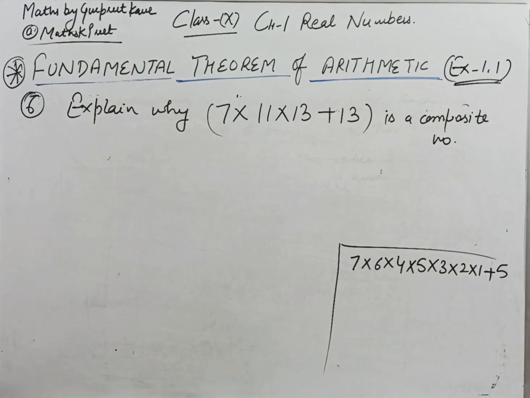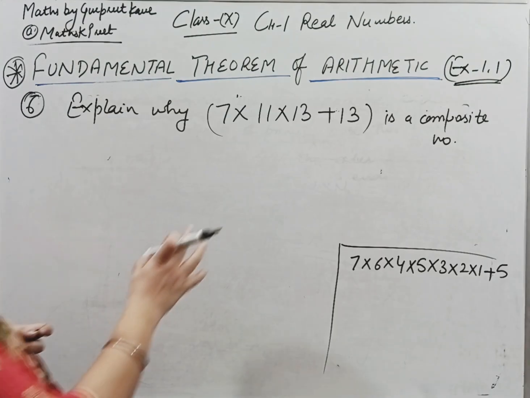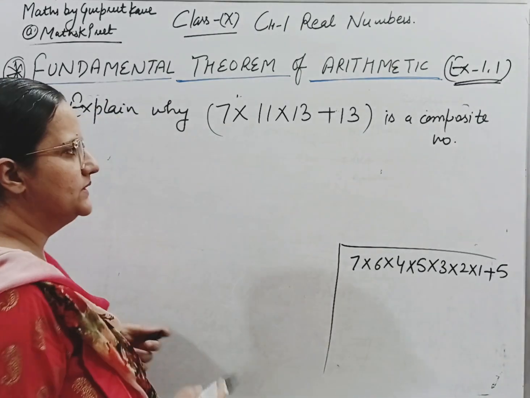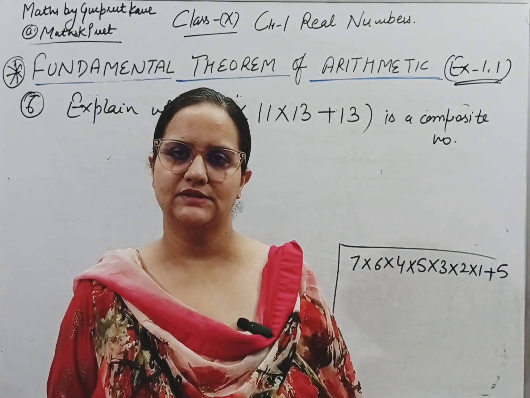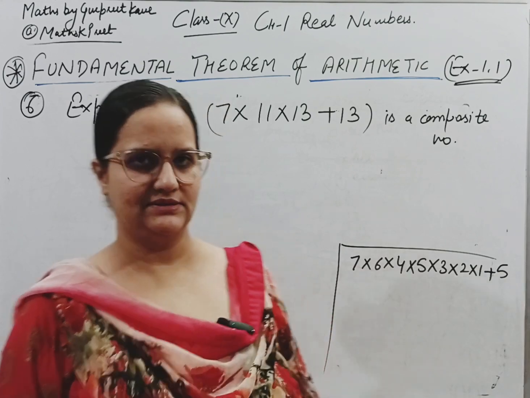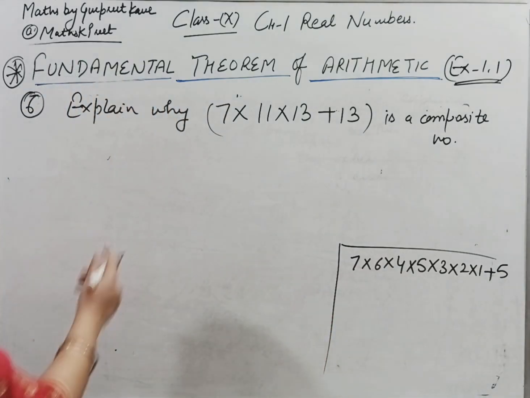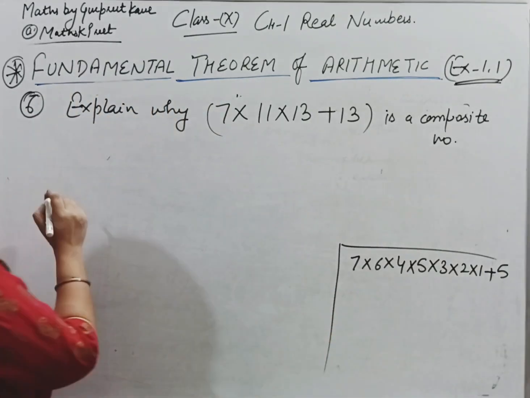Question number 6, it is asking to explain why this number is a composite number. So what is the definition of a composite number? That it has more than 2 factors. It has factors other than 1 and itself. Those numbers are composite numbers. So let's check why it is a composite number.